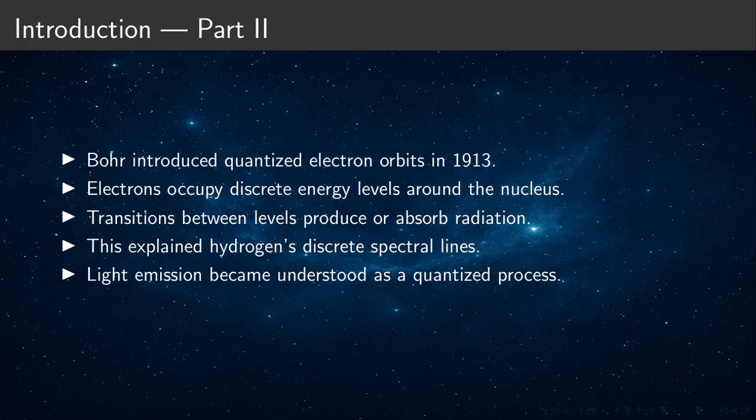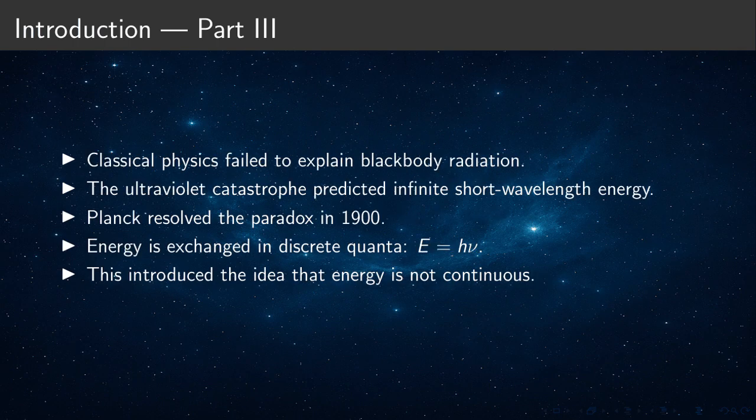This provided the first successful theoretical explanation for the discrete spectral lines observed in hydrogen, and established that light emission from atoms is a quantized process rather than a continuous classical phenomenon. At approximately the same time, classical physics encountered a fundamental crisis in the form of blackbody radiation, known as the ultraviolet catastrophe. Classical theory predicted that a heated object should emit infinite energy at short wavelengths, a physically impossible result.